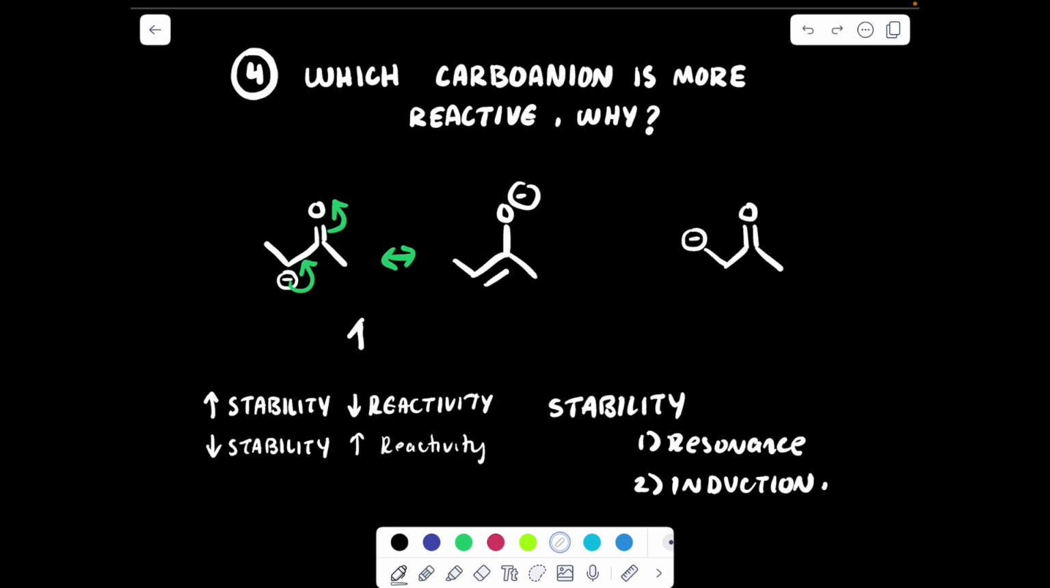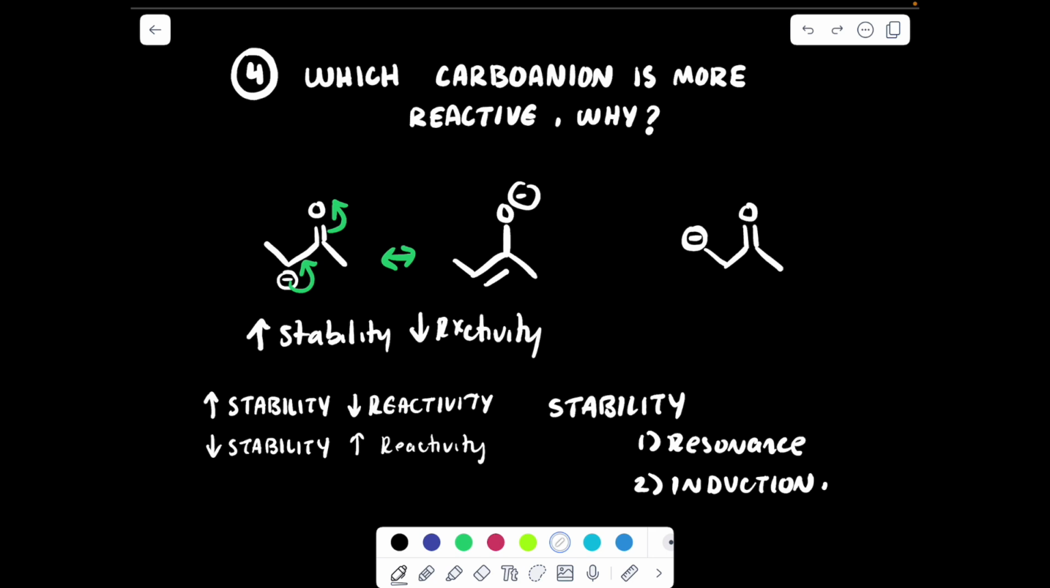So this increases the stability and decreases the reactivity. Whereas in structure number 2, it cannot go 2 in, 2 out. Oh, I break a sigma bond. There are no resonance structures that we could draw.